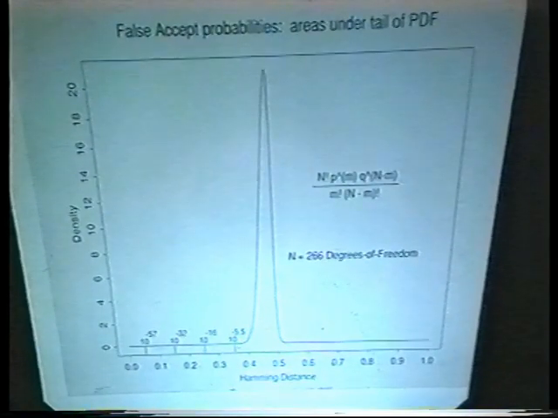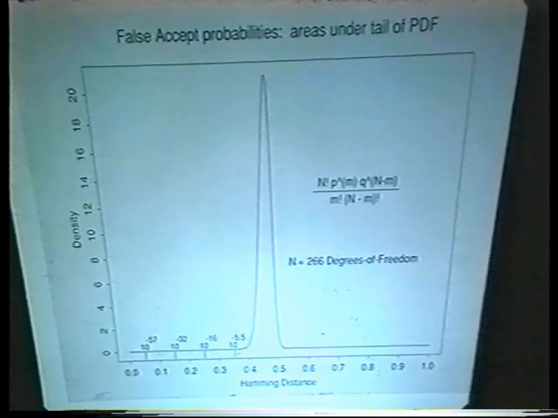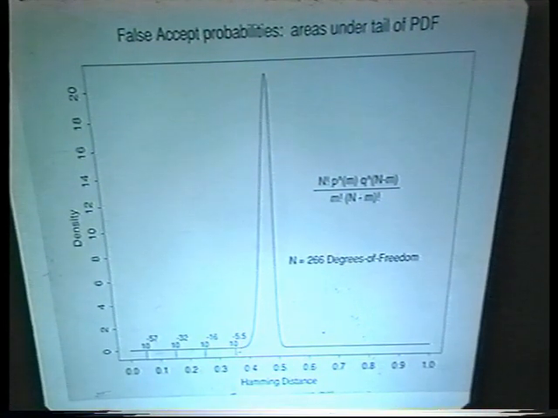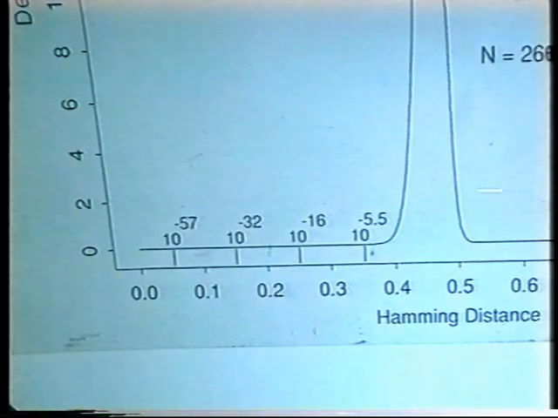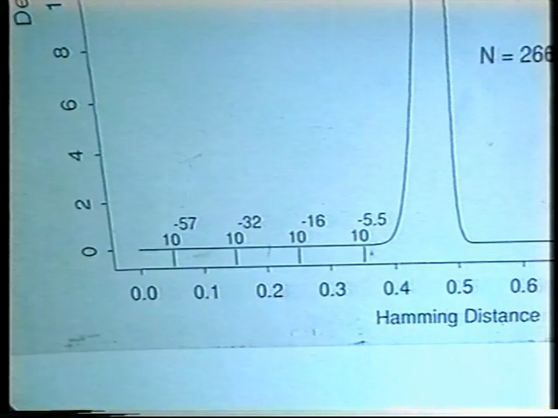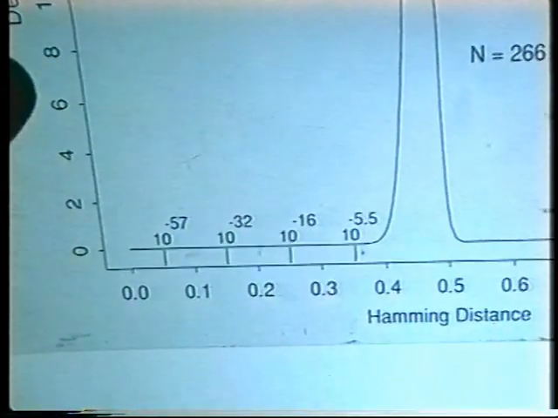And these numbers are almost embarrassingly astronomical. Even getting 25% of the bits to agree in two different iris codes has a probability of 1 in 10 to the 16th. That's a million times greater than the human population of the Earth. And then, of course, as you get matches down in this region, the chances of a match occurring by chance to that degree of agreement is really vanishingly small.